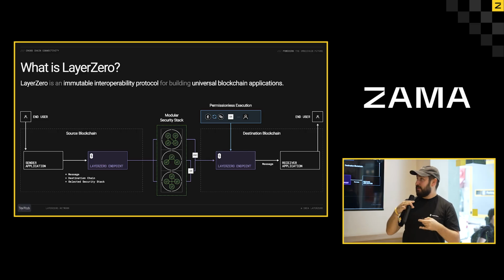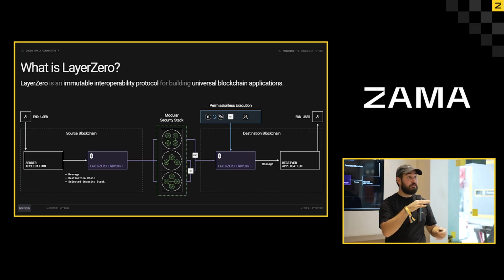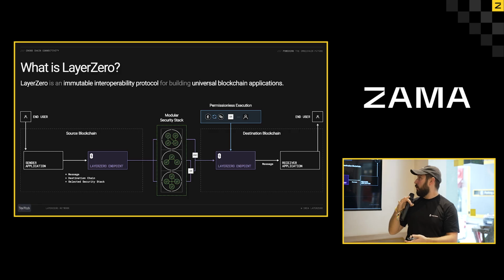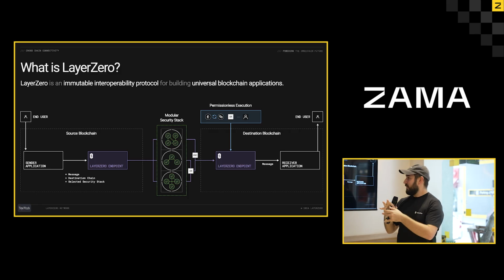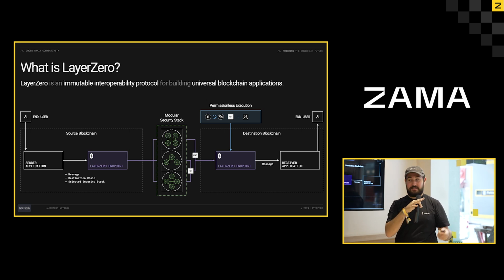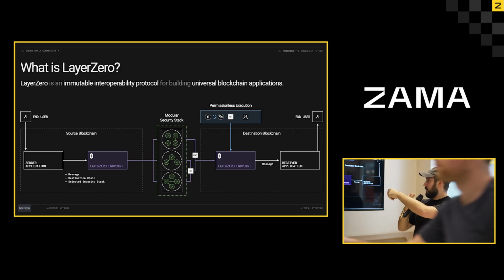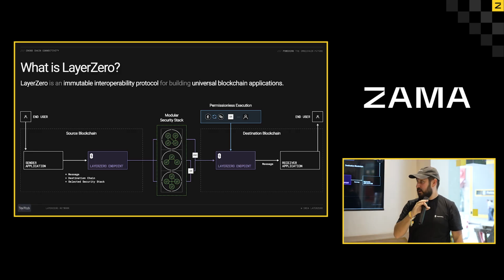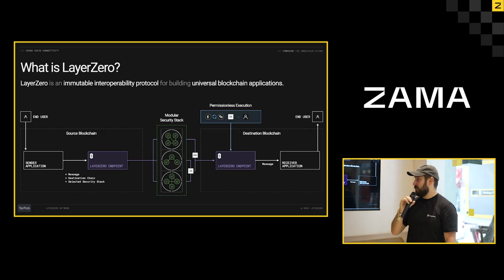So with that in mind, what is LayerZero? LayerZero is an immutable interoperability protocol for building universal applications. What does that mean? With LayerZero, we allow any developer to create a smart contract that can move any arbitrary call data from one chain to another using the LayerZero endpoint. The LayerZero endpoint is a stateless smart contract that's deployed currently now on 150 plus mainnet networks that allows you, the app developer, to select the type of security that you will use for your application.